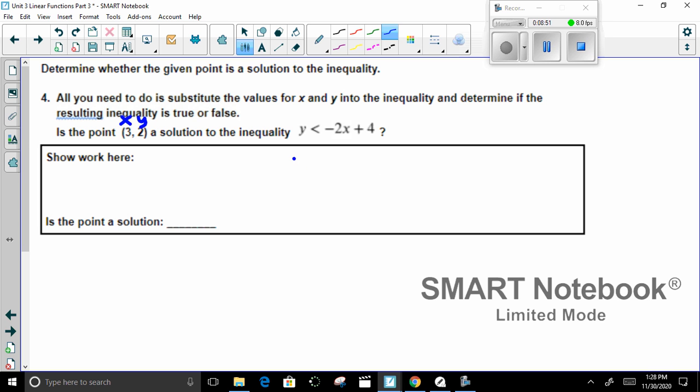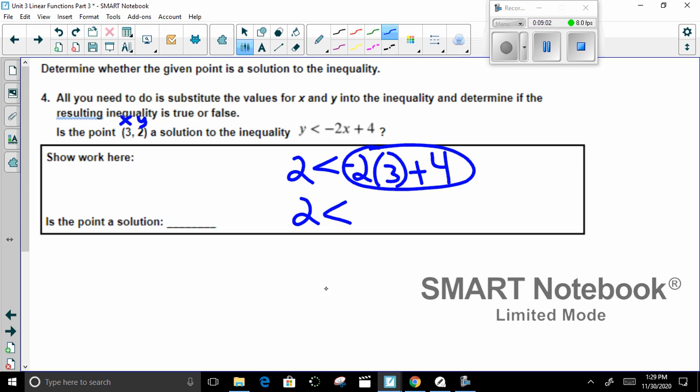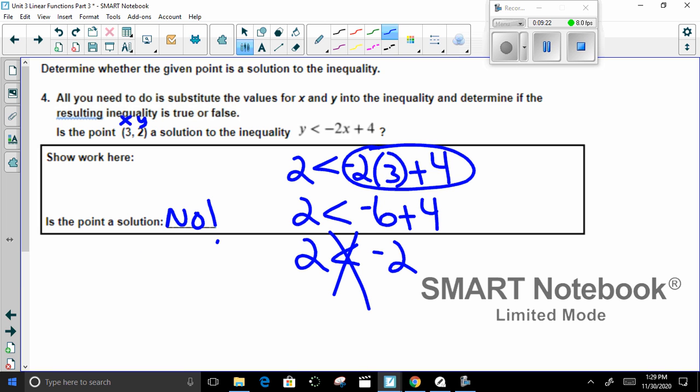Well, the y value is 2. Is 2 less than negative 2 times x? The x value is 3. All right, so is 2 less than? Let's work this out. Do I do the multiplication or the addition first? Do the multiplication. So negative 2 times 3 is negative 6. Negative 6 plus 4 is negative 2. Is 2 less than negative 2? No, it is not. That is not true. So is this point a solution? No. It's only a solution if it makes that inequality true.